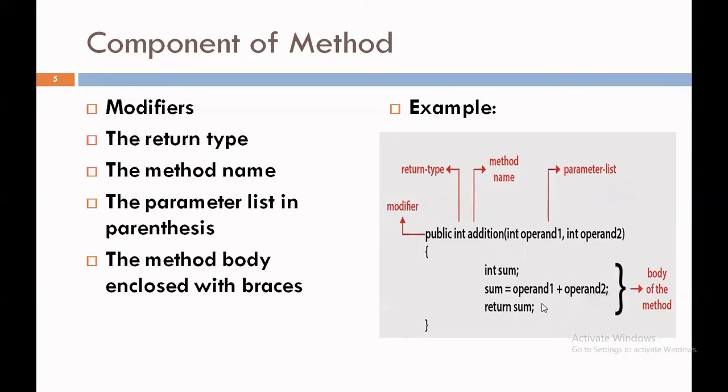And this is the method body, which performs the addition of two variables, like sum equal to operand 1 plus operand 2, and the method returns the result of the sum. So this is the example of a method in Java.